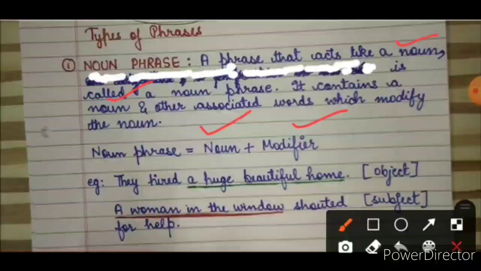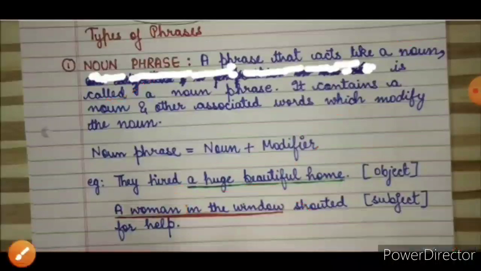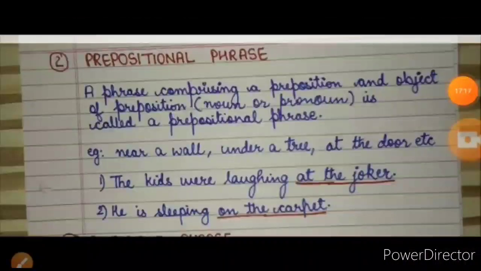For example, they hired a huge beautiful house. Now over here, house is basically the noun, and huge and beautiful are the modifiers, so it becomes a noun phrase. Now if we look at the next sentence, a woman in the window shouted for help. Now over here, woman is the noun and in the window is the modifier, so it shows that this is a noun phrase.